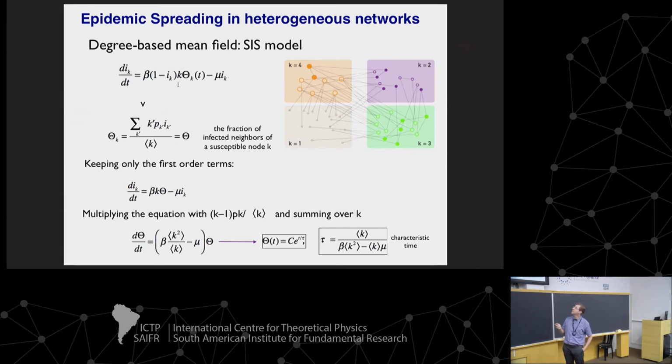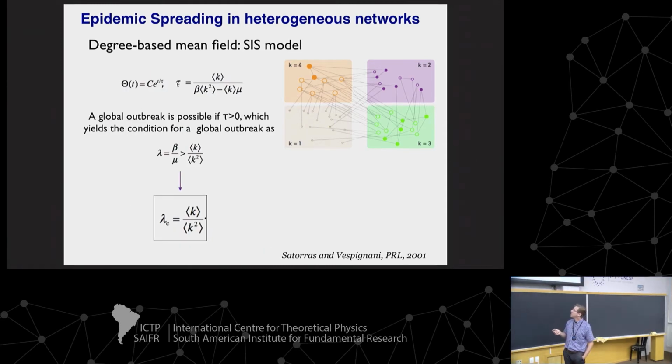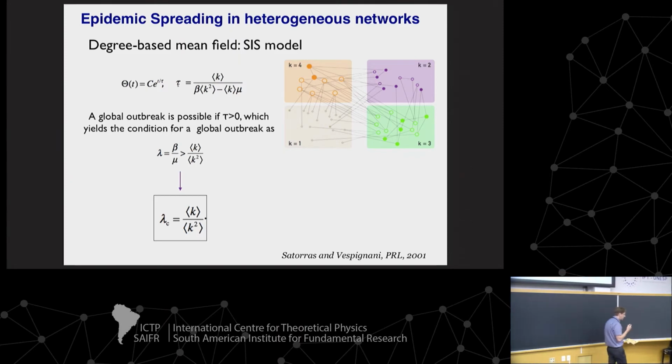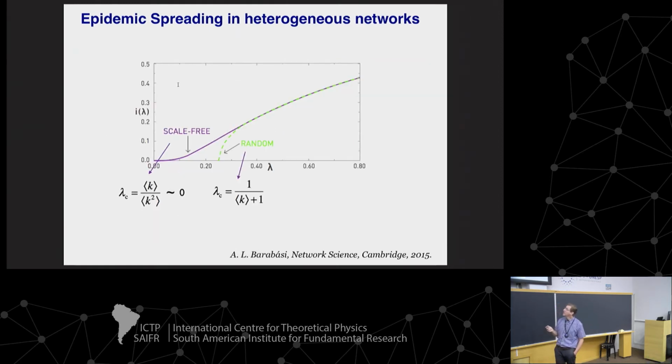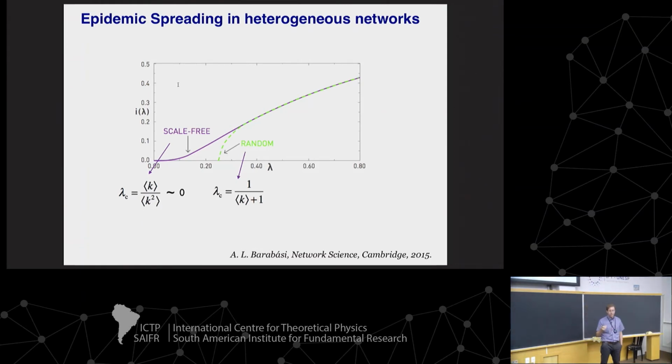In the case of degree-based mean field, the idea is to write this equation. Then you can solve this equation by using first-order approximation. Solving this new equation is very easy. So you can get the characteristic time. Since this characteristic time must be larger than 0, then you can calculate the critical rate for the epidemic spreading. So you have the propagation of the epidemics only after this critical rate. It depends also on the average degree and also on the second moment of the degree distribution. So again, it's easier to propagate a disease in a scale-free network than in a random network.